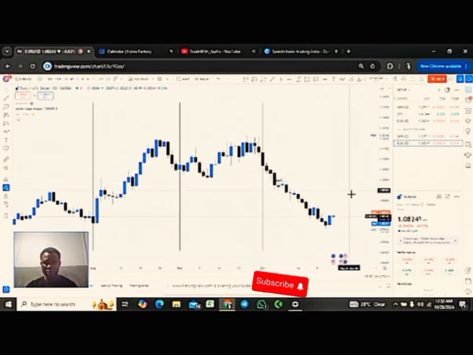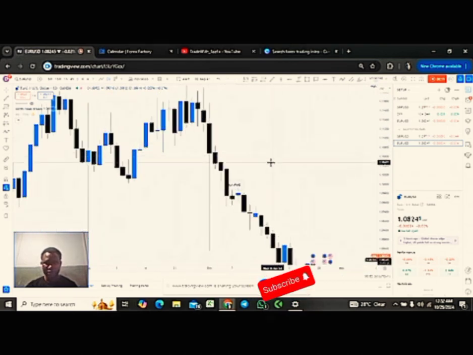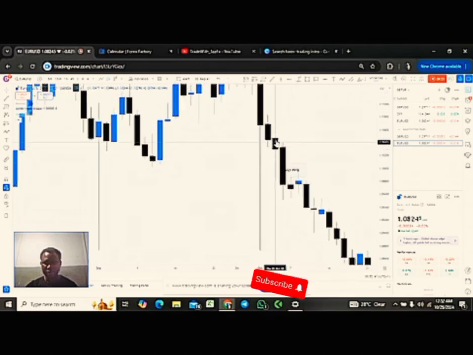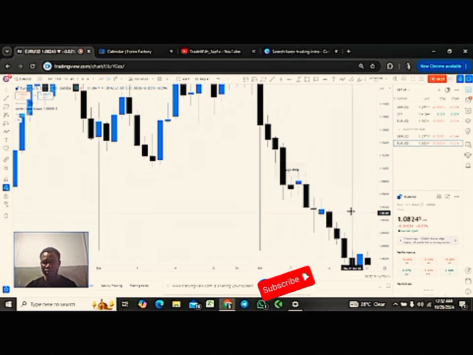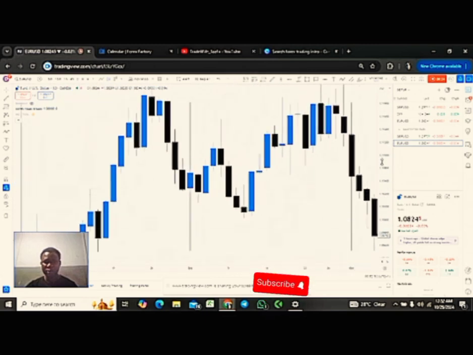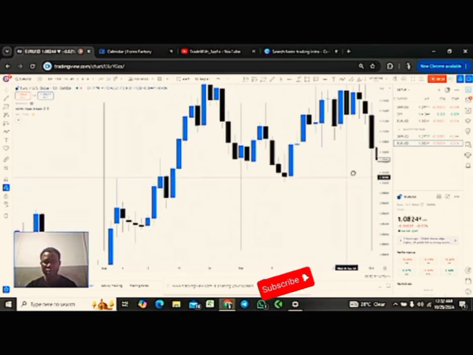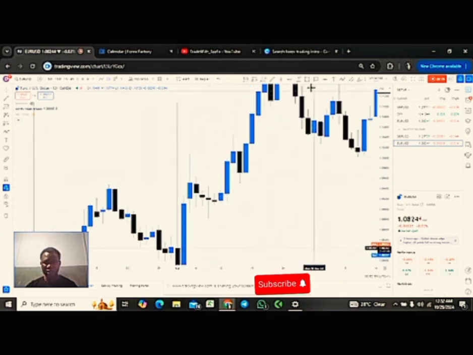As you can see, straight up, this is an FVG here. You can see this candle and this candle. You can see price touched back into that zone, then continued its move. And also, this is an FVG here. This is an FVG here again.